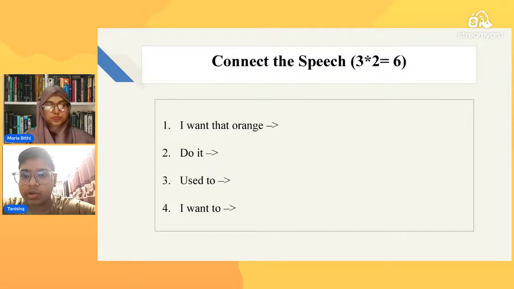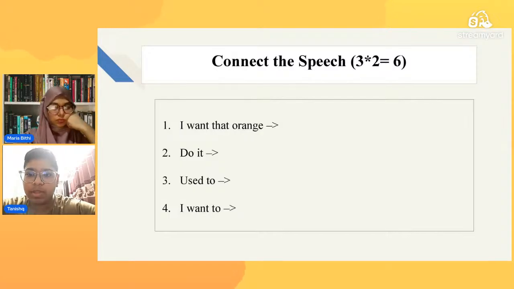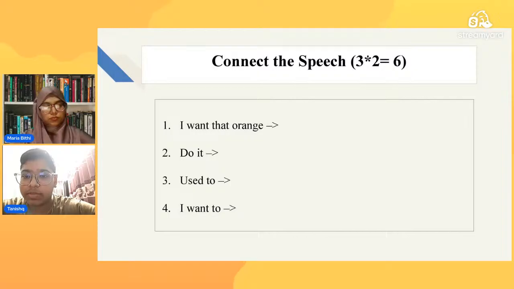"Do it." In "do it," it is intrusion because intrusion is connecting vowel to vowel. So it is "do it," and we add an extra sound. "Used to." Used to is yielding a sound, which is elision. It is pronounced as "use to," where D is silent. And "want to." It is geminates, where the first word ends in the same sound and the second word starts in the same sound. So we delete a sound. So it is "wanna."